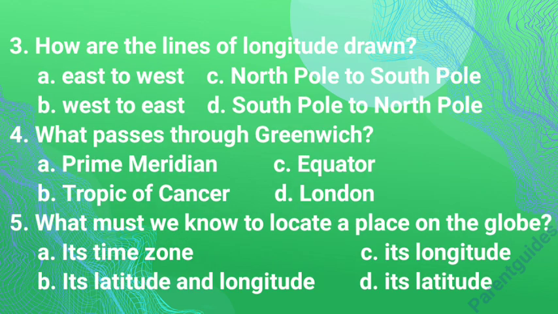3. How are the lines of longitude drawn? A. East to west. B. West to east. C. North Pole to South Pole. D. South Pole to North Pole. Answer is C. North Pole to South Pole. 4. What passes through Greenwich? A. Prime Meridian. B. Tropic of Cancer. C. Equator. D. London. Answer is A. Prime Meridian. 5. What must we know to locate a place on the globe? A. Its time zone. B. Its latitude and longitude. C. Its longitude. D. Its latitude. Answer is B. Its latitude and longitude.